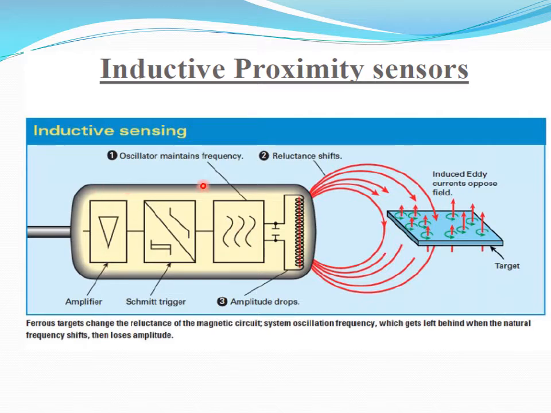That feedback, in the proximity there is a feedback circuit built in that will identify whether the object is there or not.